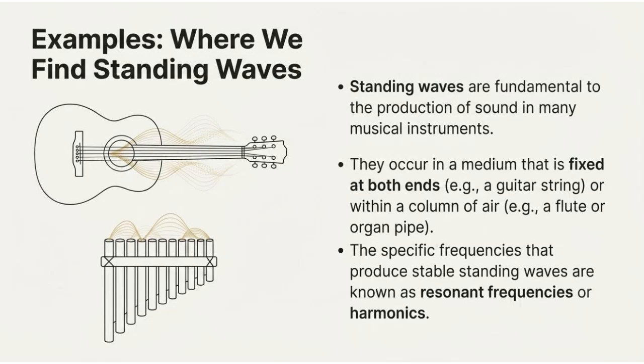frequencies or harmonics. The images show this idea with a guitar and a pan flute, illustrating how the waves move and create the sounds we hear. Understanding this helps explain why instruments sound the way they do.